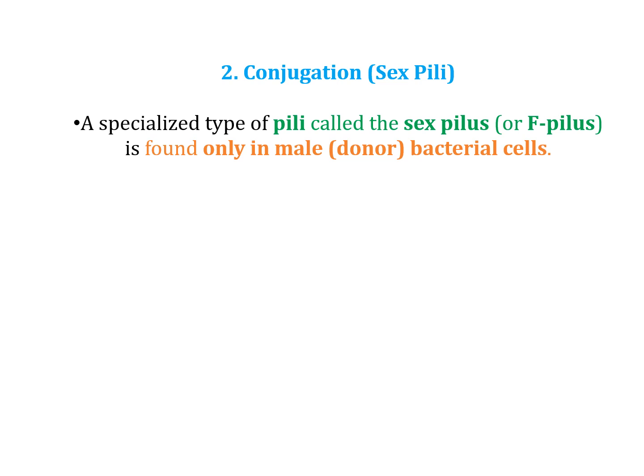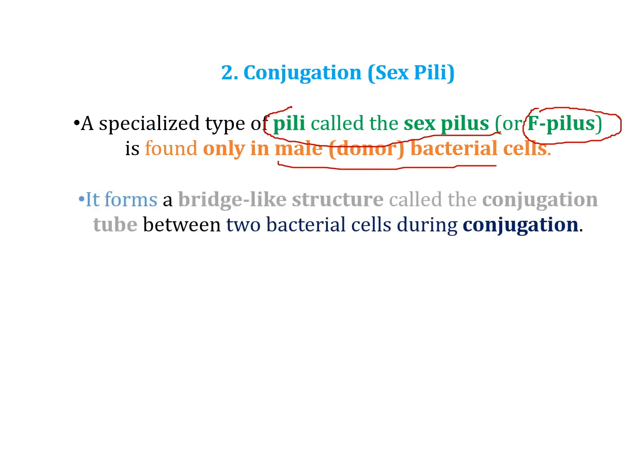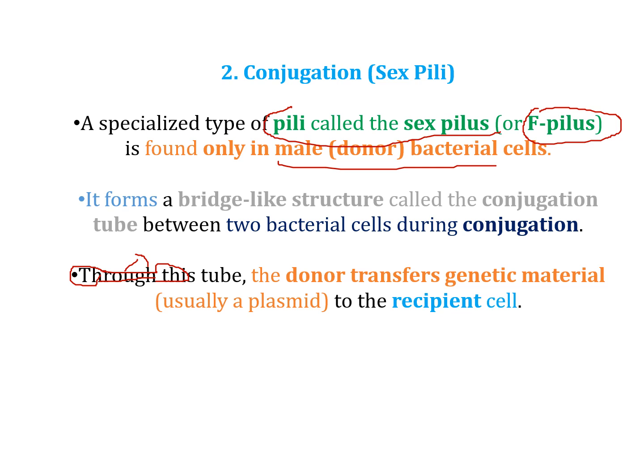Second function, conjugation, sex pili. Okay, pili called sex pili, where the F pilus is only found in the male donor bacterial cell. It forms the bridge-like structure called the conjugation tube. Okay, like this tube, and this bacterial cell, and here is another bacterial cell. These are the conjugation tubes. Okay, during the conjugation, through this tube, the donor transfers genetic material, usually plasmid, to the recipient cell.